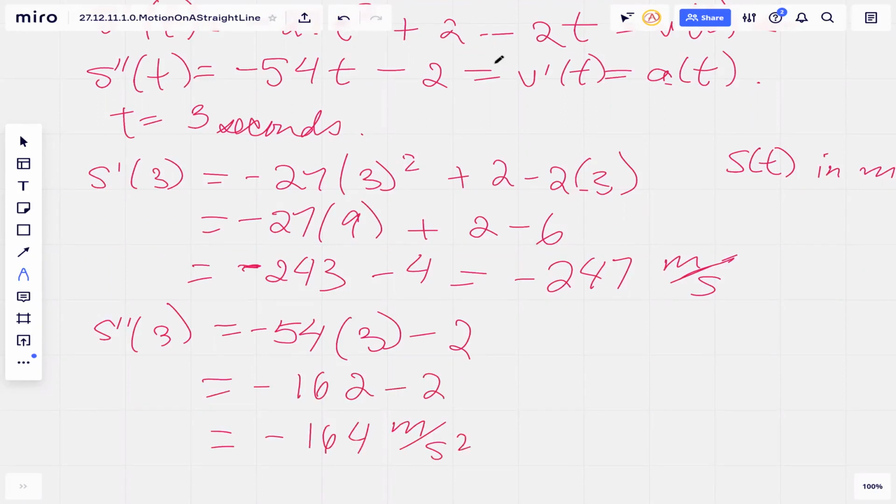So these are the units of our acceleration. This is our acceleration at time t equals 3, and this is our velocity at time t equals 3. Good, and we're done.